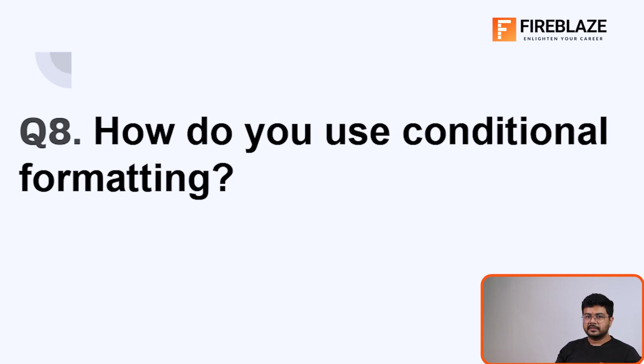To use conditional formatting, in our home tab, we have an option called conditional formatting. We have to click on that option, and in that we'll have some preset rules available, or we have an option called new rule. Whenever you click on any of these options, we will be able to create this conditional formatting. All right. So this is how we answer this question.